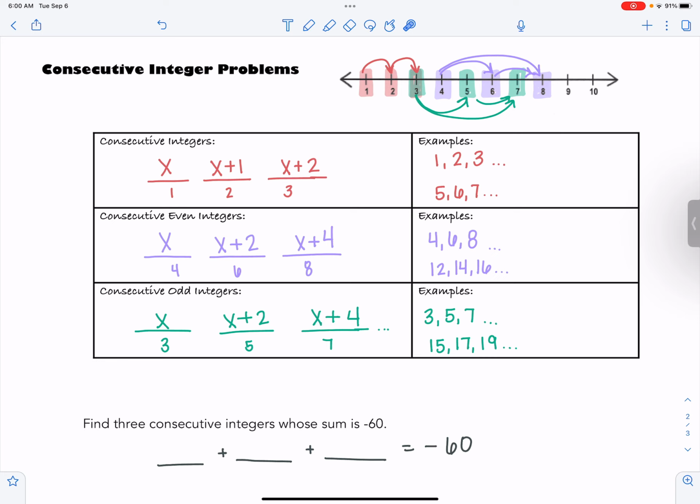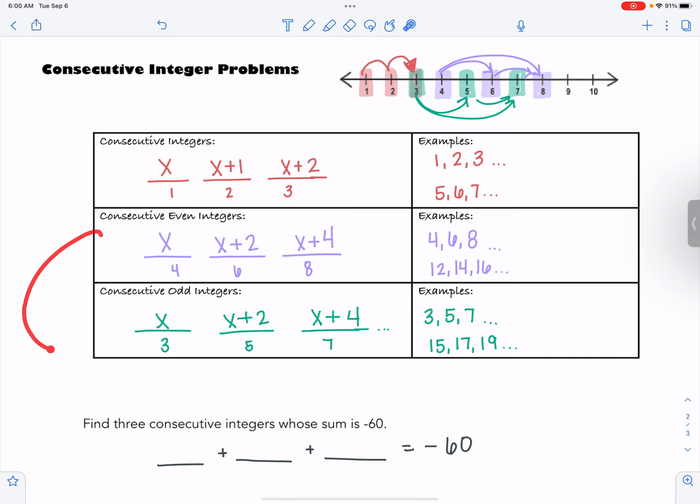Now, I want to be able to write this in general. In general, I could say that the first number is x. And then the second number, like 2, is 1 away from x, so I can write that as x plus 1 because it's always going to be one spot over on the number line. The third number is going to be 2 spots over from x. Looking at my number line, 1, 2 gets me to 3. So in general, I've got x, x plus 1, and x plus 2 for my consecutive integers.